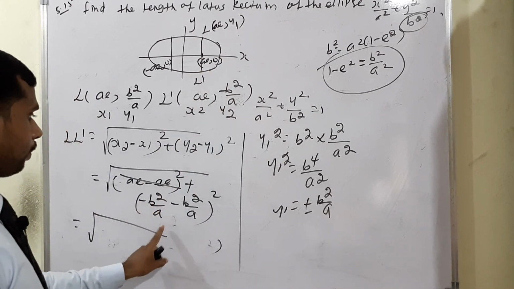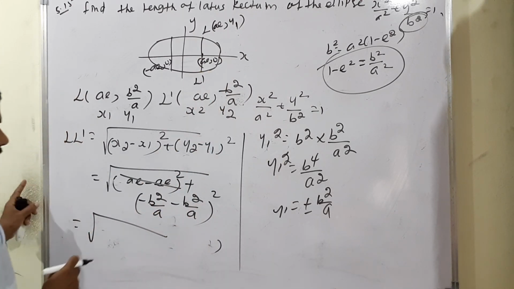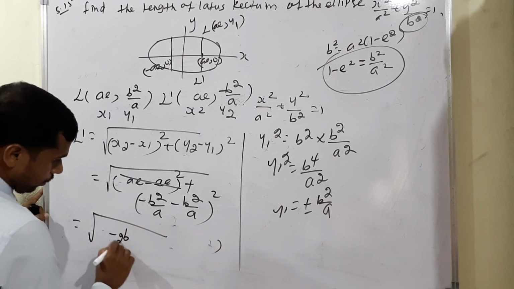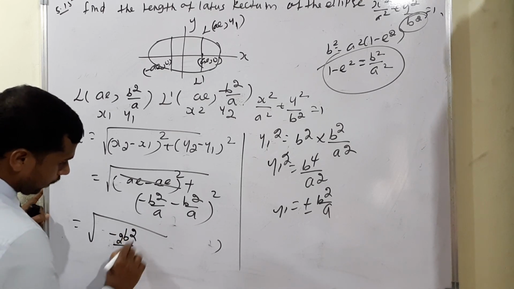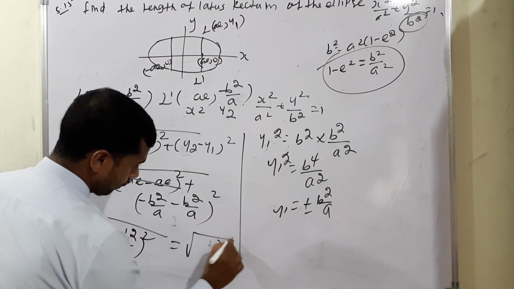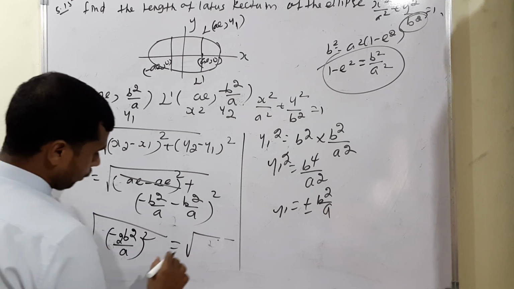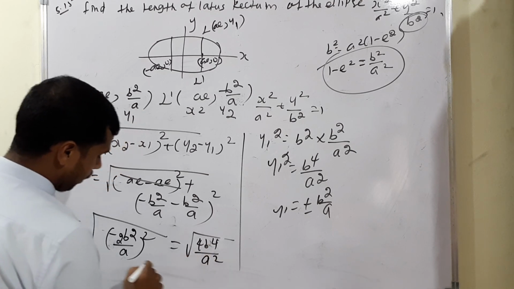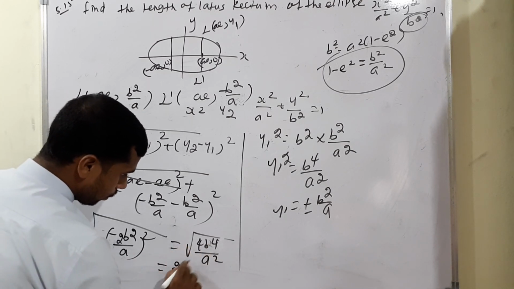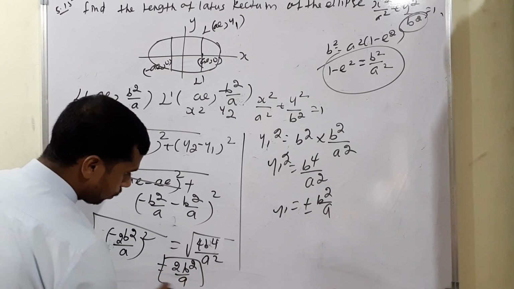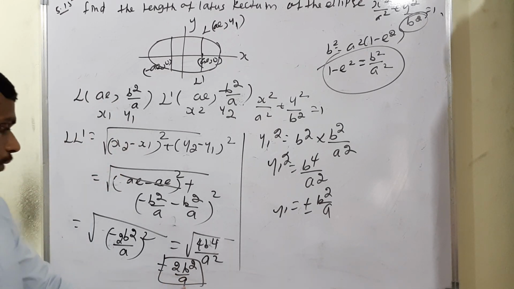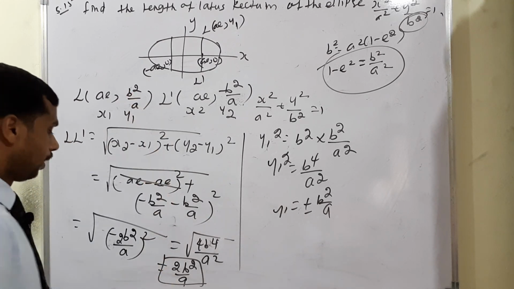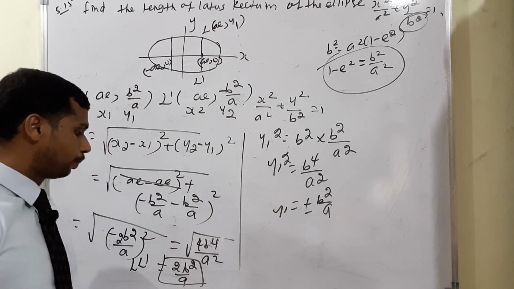Now, negative b square by a and negative b square by a means what will happen? This is 2b square divided by a the whole square, isn't it? Therefore, it is 4 b power 4 divided by a square. If you remove the square root, it is 2b square by a. Already I told you the length of latus rectum is 2b square by a. We proved it also. So L L dash is equal to 2b square by a.